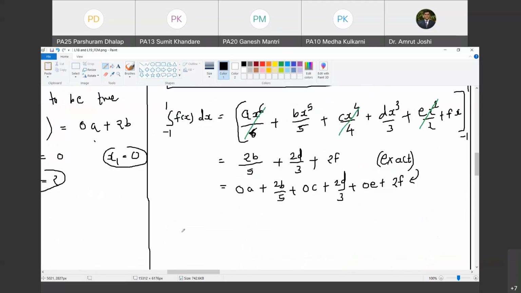Do you agree with me? Yes, sir. So this ought to be equal to W1 x1 raised to 5 plus W2 x2 raised to 5 plus W3 x3 raised to 5. Happy? Yes, sir. This is multiplied by A. This is the coefficient of A.